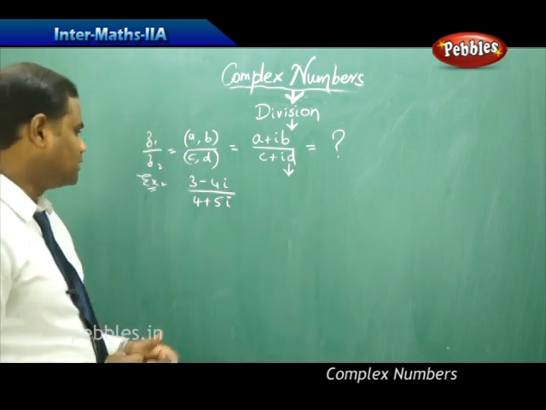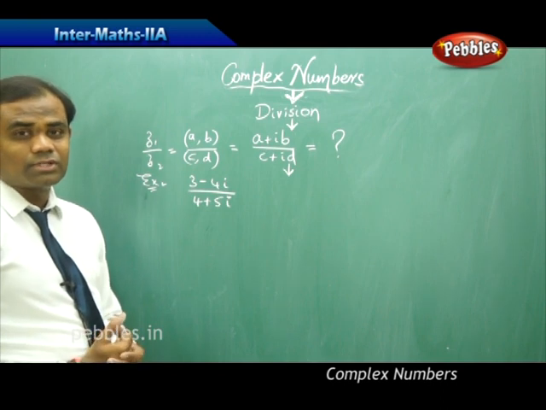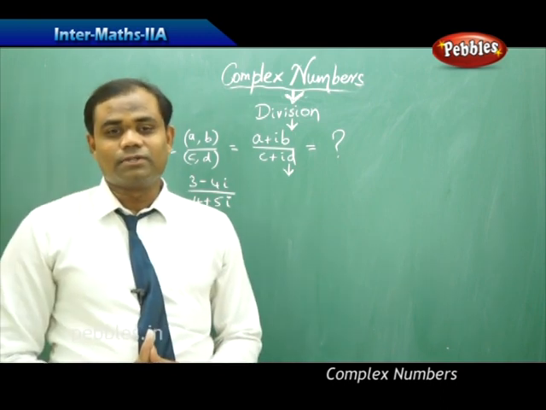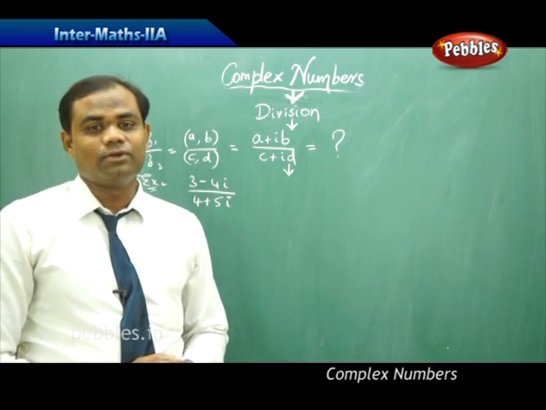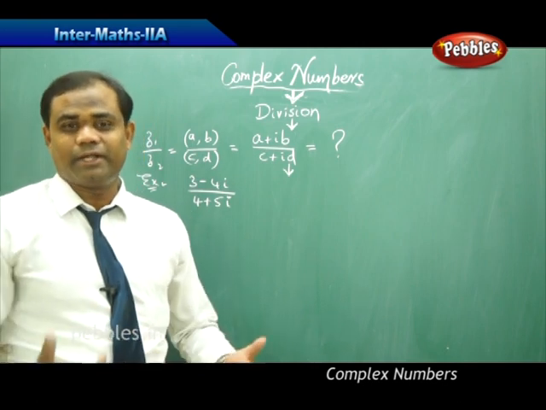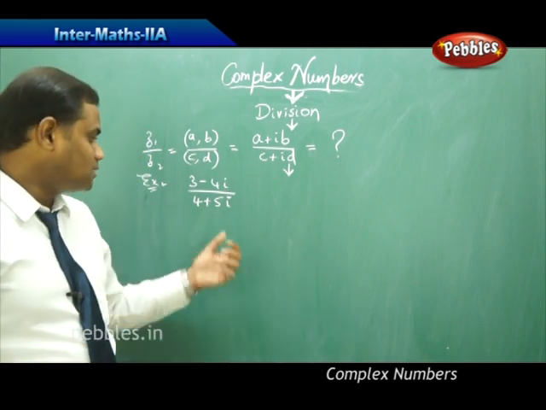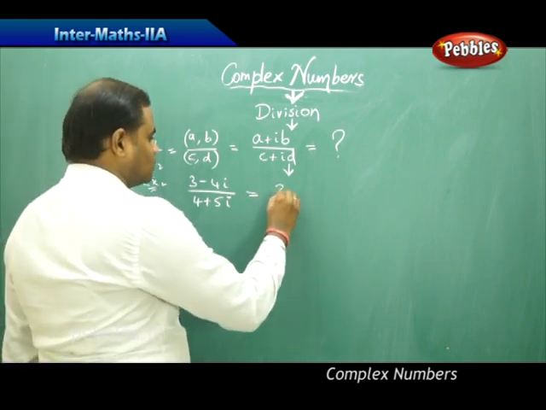As I observe here, the denominator is a complex number, so I use the concept of rationalizing, because if I don't want the i term in the denominator, I need to rationalize the denominator. It's just like removing the root. If I have a root in the denominator, I rationalize the denominator. In the same way, to remove i, I rationalize the denominator.